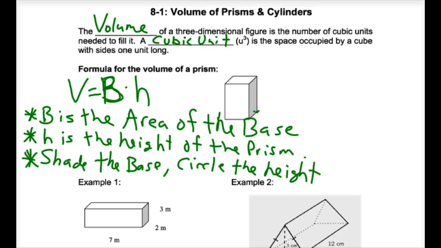Over here, we got this rectangular prism. For rectangular prisms, they're pretty basic. Shade in the one it's sitting on. You guys can see it in 3 dimensions. To me, that part's the base, right there. And then the height, how tall is this? It'll probably give you that number. Circle that number. How many people remember doing that from last year? Shade the base, circle the height.